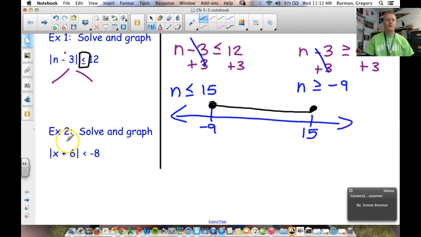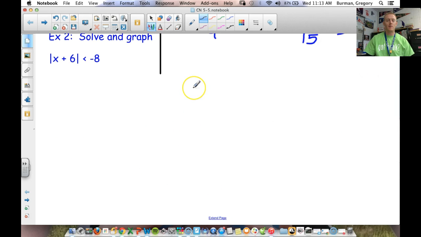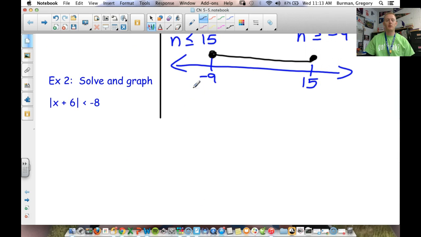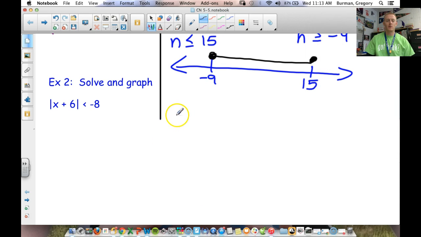We are solving example 2. It's the very same situation as what we just got done going over. Our job is again to create the two situations and solve. So we have the two situations where x plus 6 is less than a negative 8 and x plus 6 is greater than a positive 8.